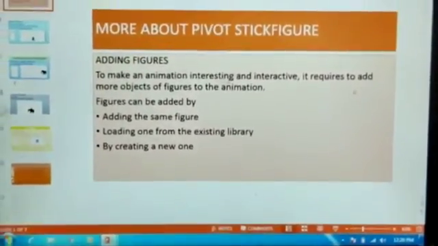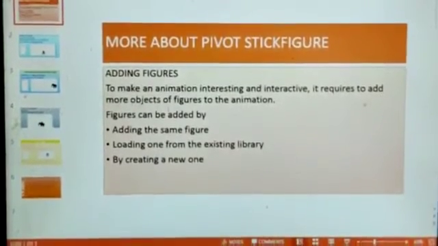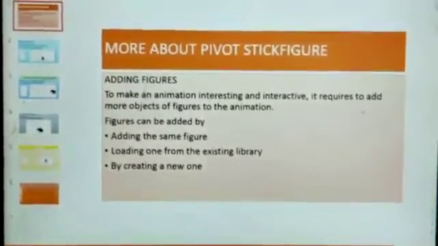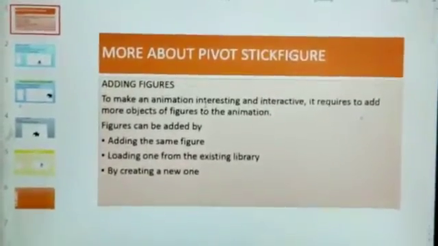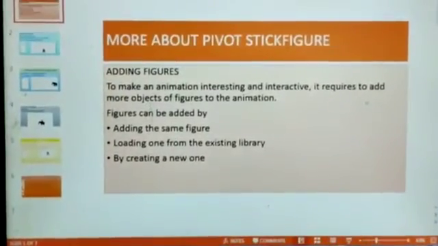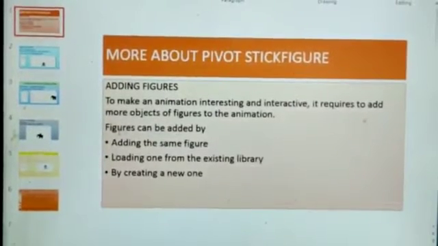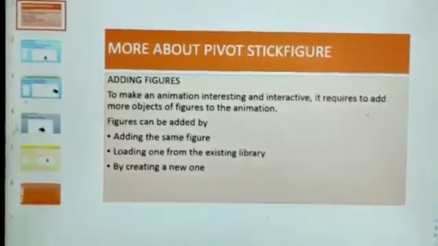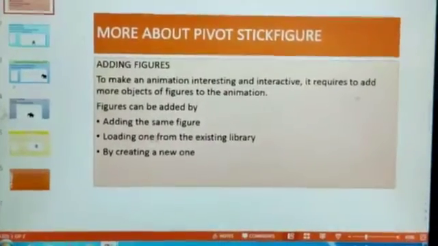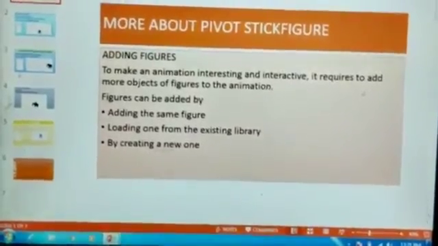To make an animation interesting and interactive, we need to add more objects to the animation. Now how can we add the figures to the animation? We'll see. Figures can be added by adding the same figure, or loading one from the existing library, or by creating a new one.